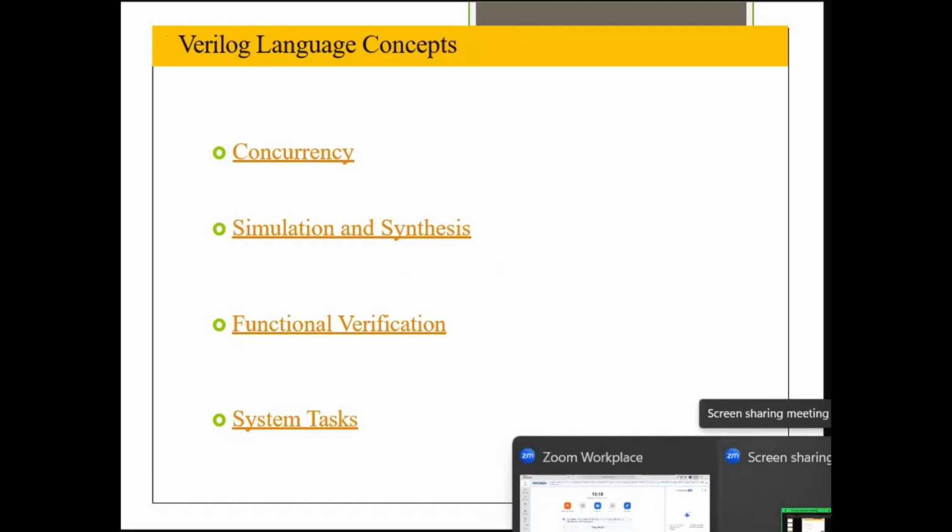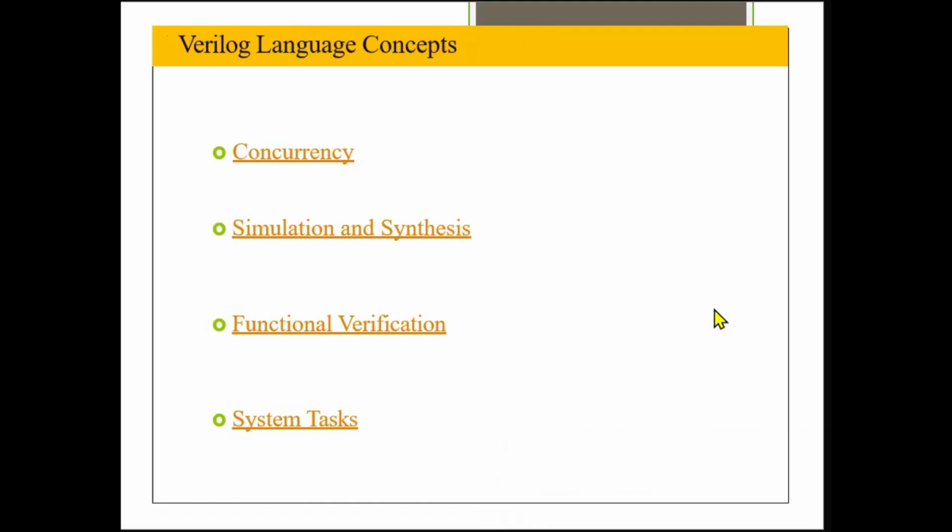Coming to synthesis. Synthesis is a tool where whatever program we write in the form of a language, from the abstract description level, is converted into the block diagram level, and in turn into the gate level. This is done by the synthesis tool.